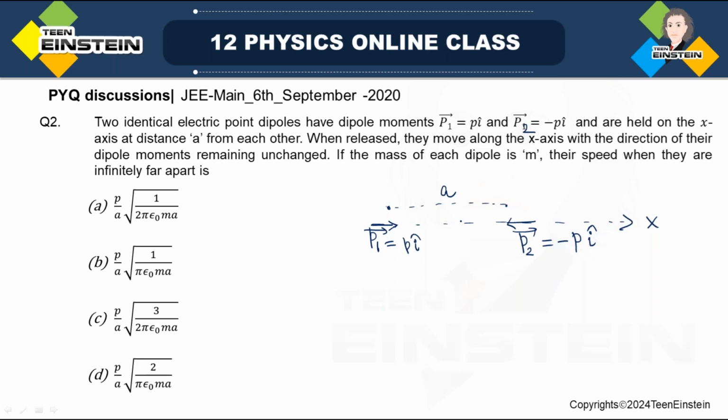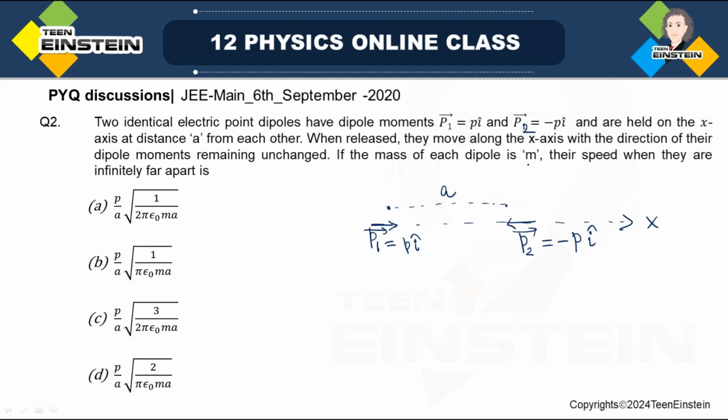Okay, when released, they move along the x-axis. So if they are held fixed by an external agency, and now they are released to move freely, then they will move along the x-axis with the direction of their dipole moments remaining unchanged. So the direction of the dipole moment will remain the same, that means i cap and minus i cap, but they will move towards each other.